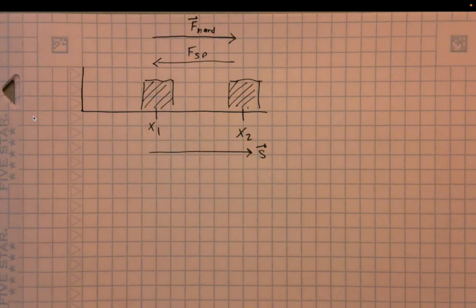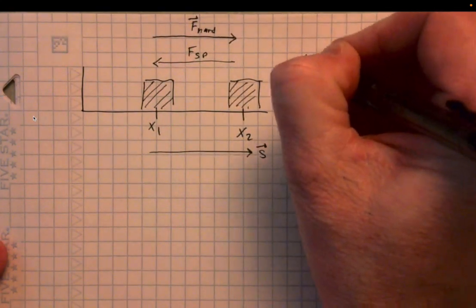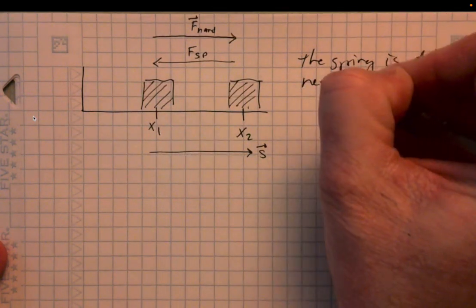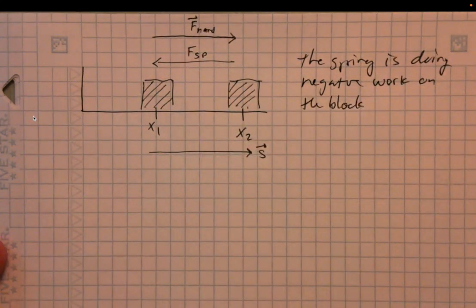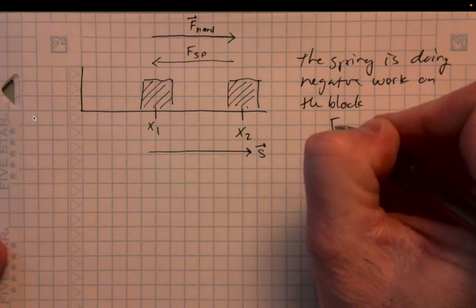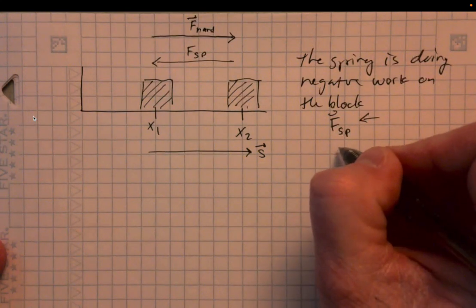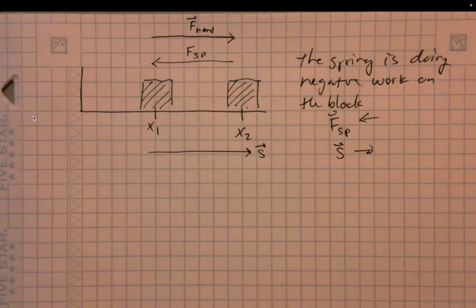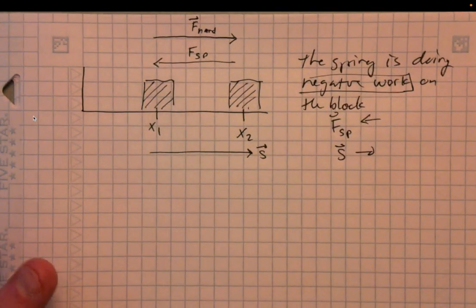And so what's going on here? The spring is doing negative work on the block, right? The spring force is doing negative work on the block. Why is that? Because the spring force is in that direction and the displacement of the block is in that direction, right? So whenever these two are opposite, the work is negative. So we have negative work being done on the block.